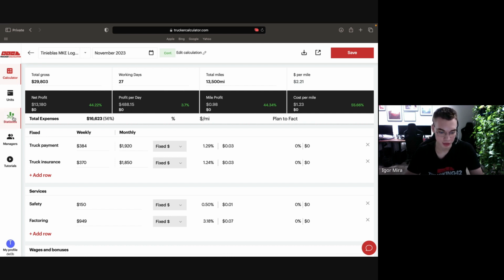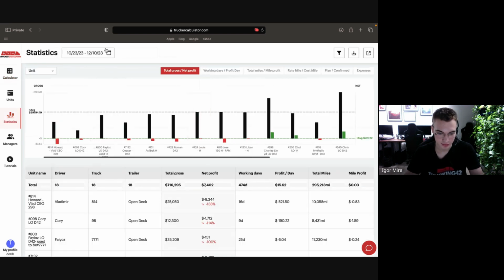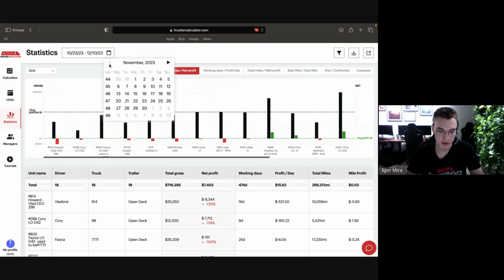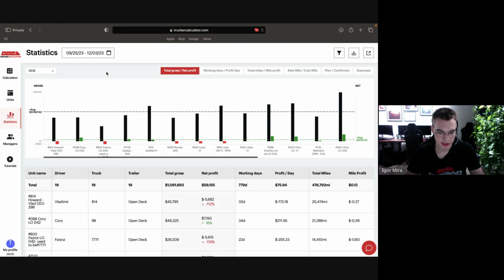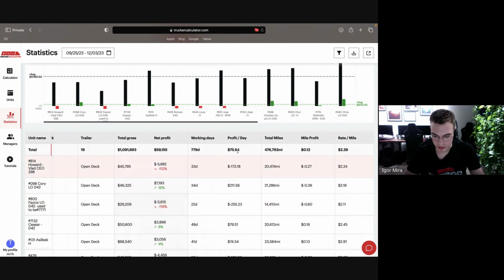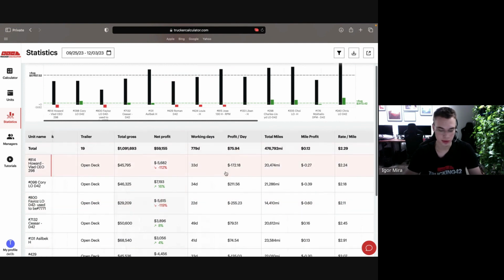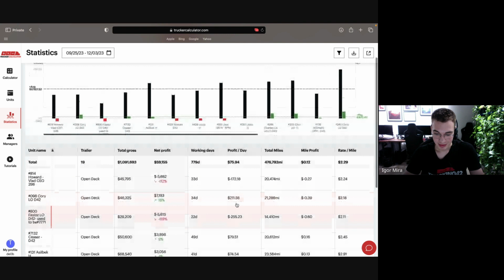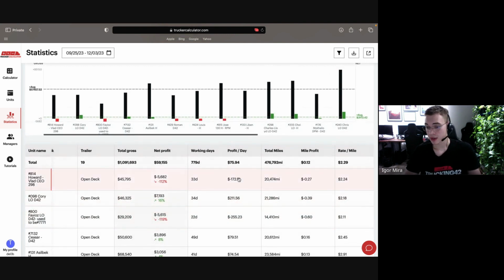I will be able to show it. If I click this button, here we have the statistics of the company I mentioned already. Let's review the selected period, and here we have our profit per day for each truck this guy has, and you can tell that some of them are really not doing that well. That's how you can tell if your trucks aren't operating, they're running negative.